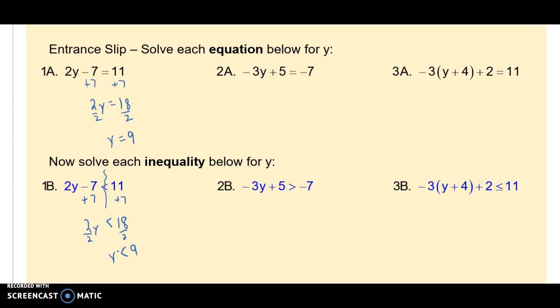So that's the inequality solved. Now, it doesn't say to graph it, so we're not going to. If we wanted to, we could put that 9 on the number line. Because it's less than, we would have an open circle, and then that would shade over to the left.